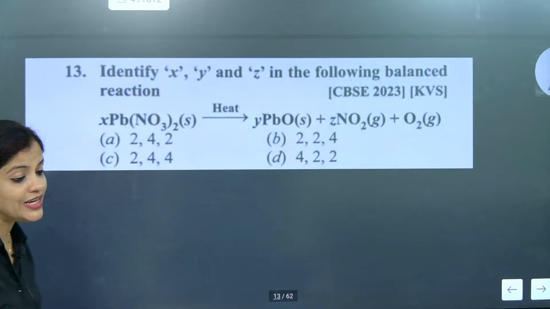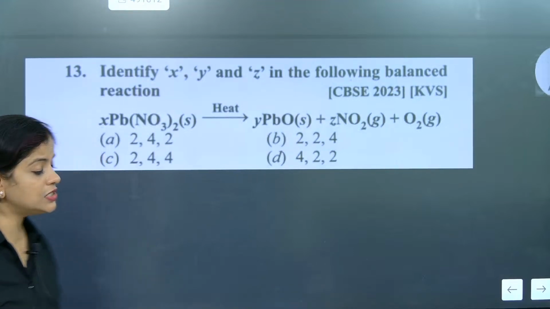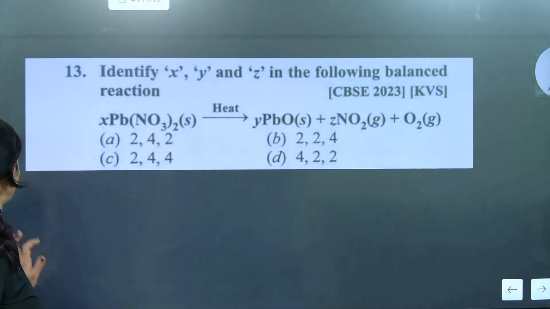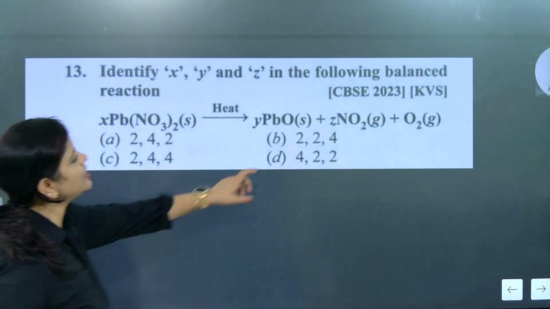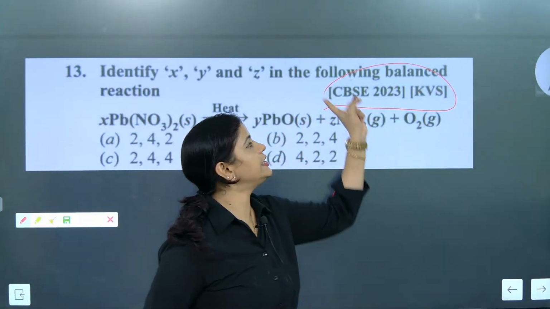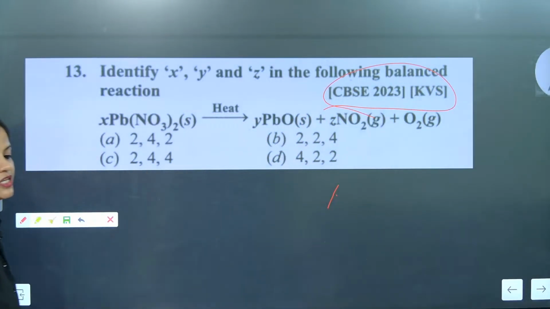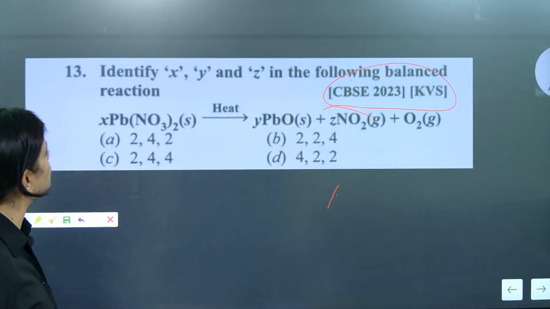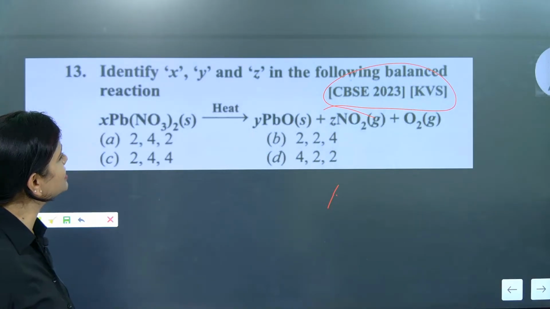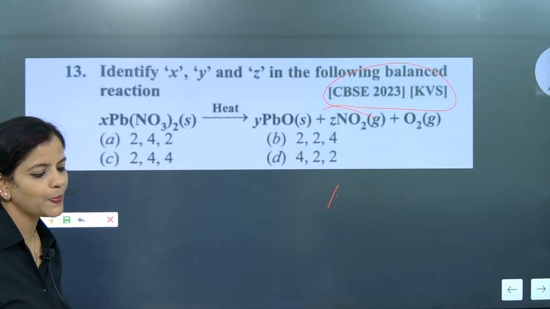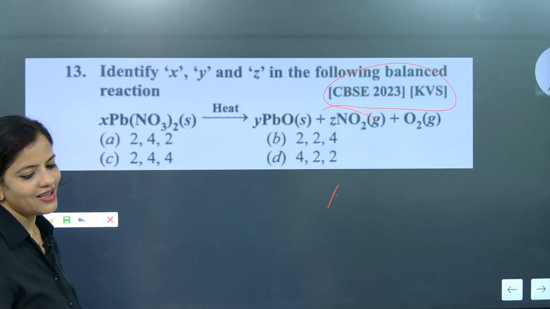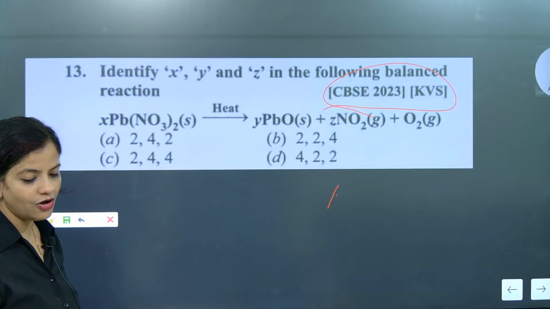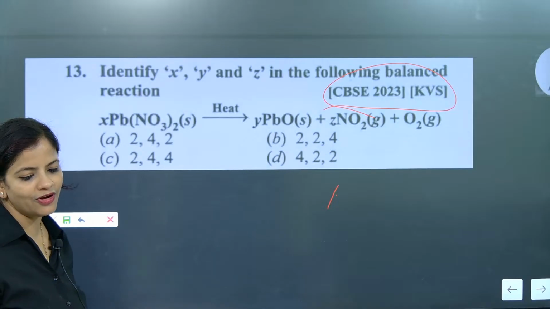CBSE 2023 children. Can you see here, KVS plus CBSE 2023 question? We must not leave these types of questions. Come on, go for this question. Identify X, Y, and Z in the following balanced reaction. Come on, go for it, please.